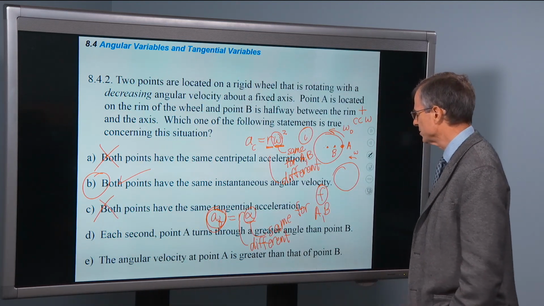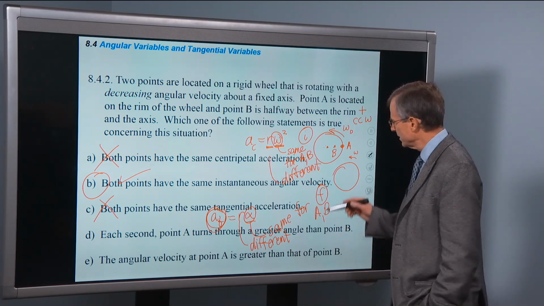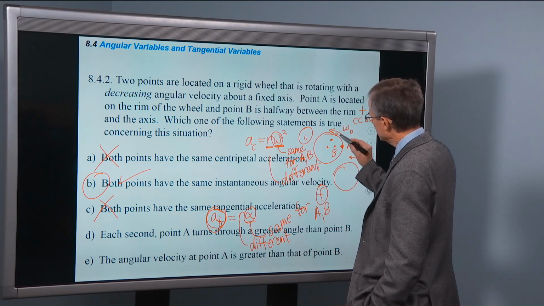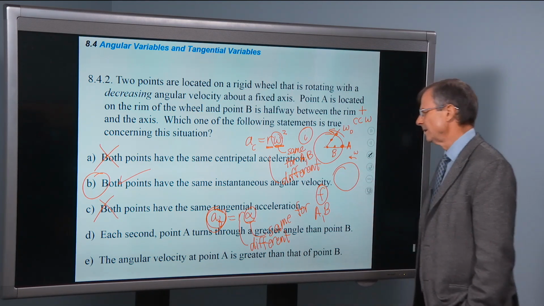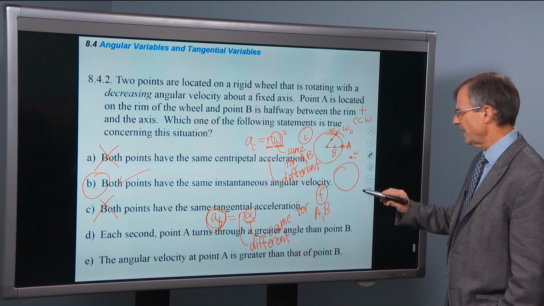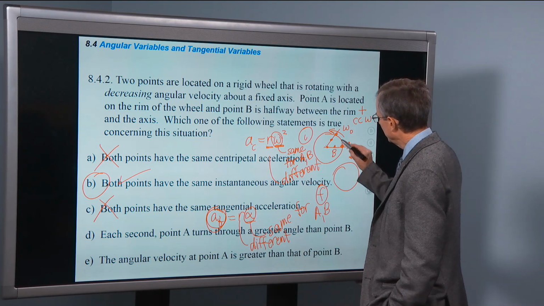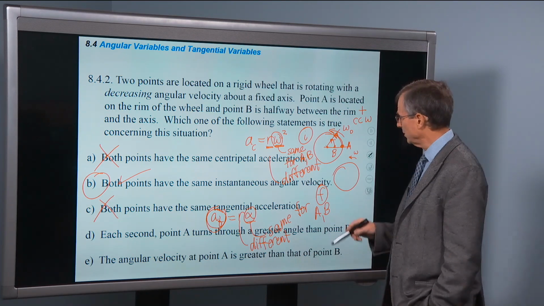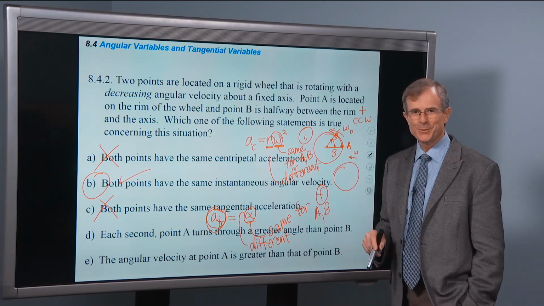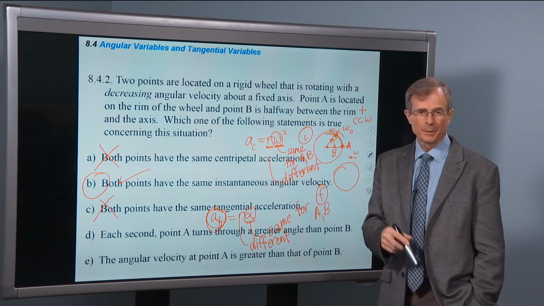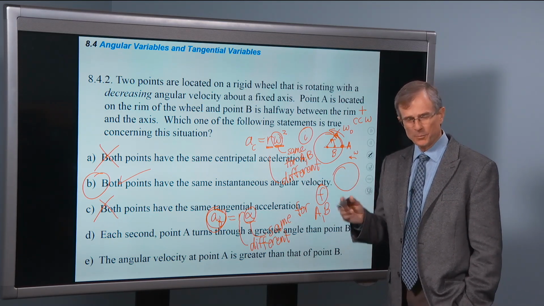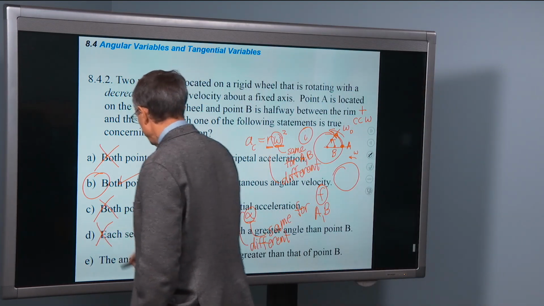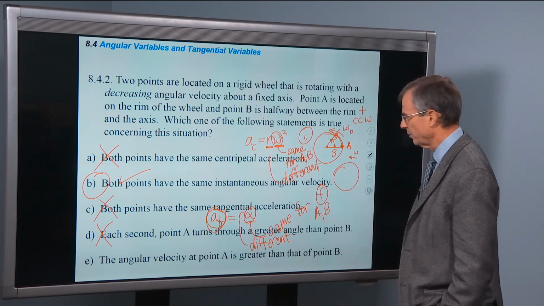Each second point A turns through a greater angle than point B. Well, let's ask that. Let's say in a second point B gets up to here and point A gets up to here. Does point A turn through a greater angle than point B? Is that angle any different from this angle? You say, well, I don't think so. It looks to me like both angles are pretty close to 45 degrees. And you'd be right. And in fact, it's the same argument that we went through before, that all points rotate through the same angle in the same amount of time. So that's not correct.